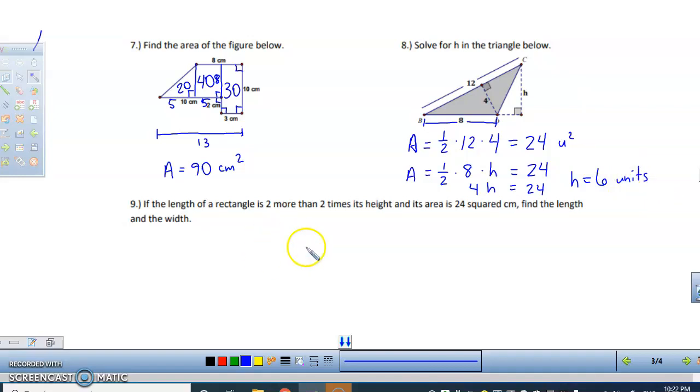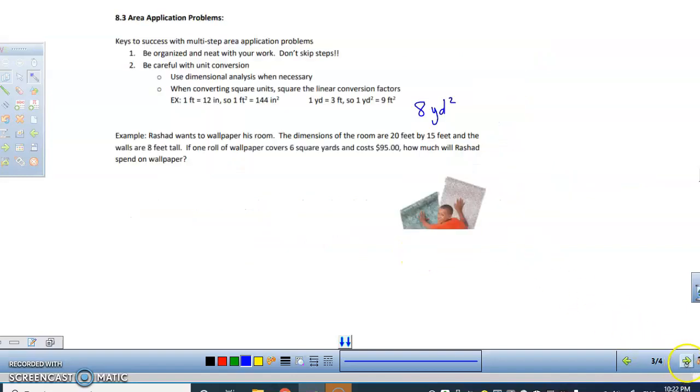Okay, so I'm going to skip number 9, just so I have time to go through 8.3 a little bit. So keys to success here is 100% you got to be organized with your work. You're really going to work on that this year to get organized. And then you have to be good at your unit conversions. You've definitely done this in science, but we're just going to go through it again.